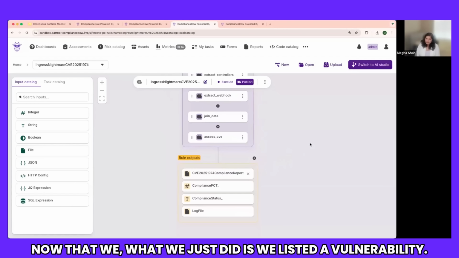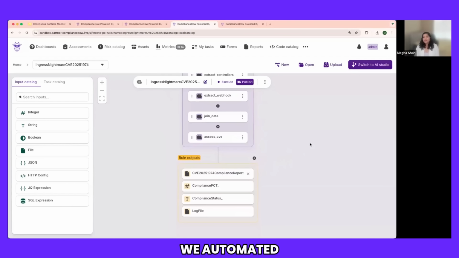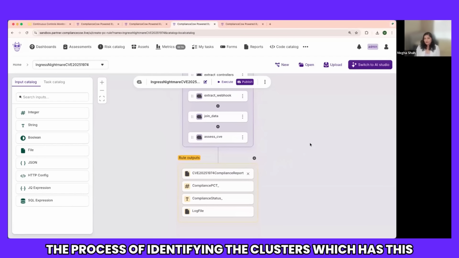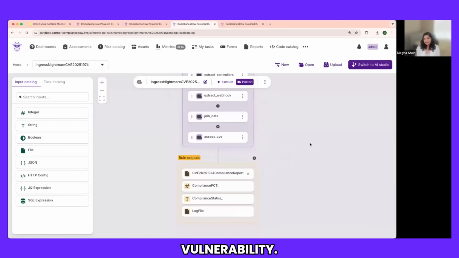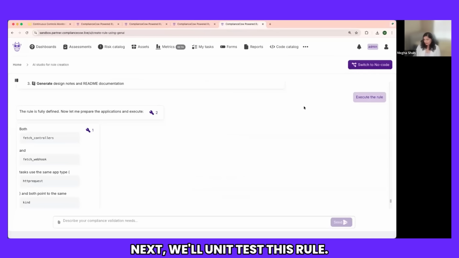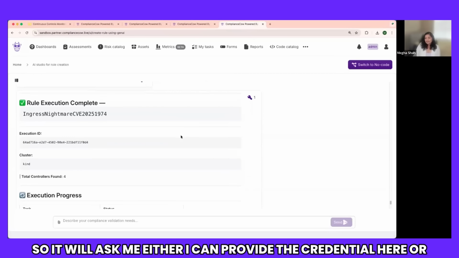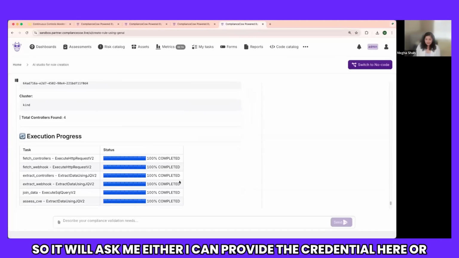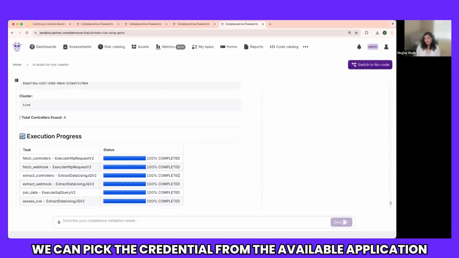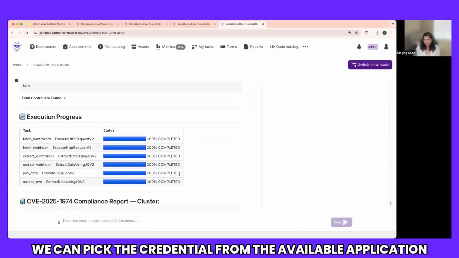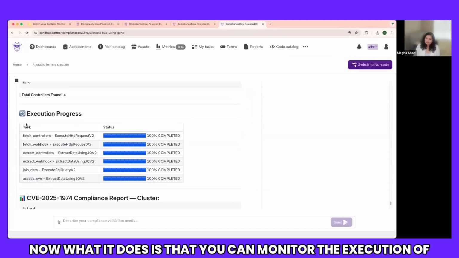Now, what we just did is we listed a vulnerability, and we automated the process of identifying the clusters which have this vulnerability. Next, we'll unit test this rule. So I prompt my AI Studio to execute these rules. It will ask me either to provide the credential here or pick the credential from the available application catalog. Now, you can monitor the execution of these tasks.